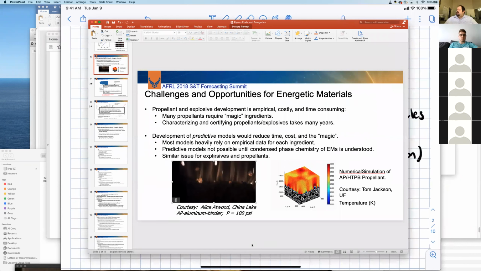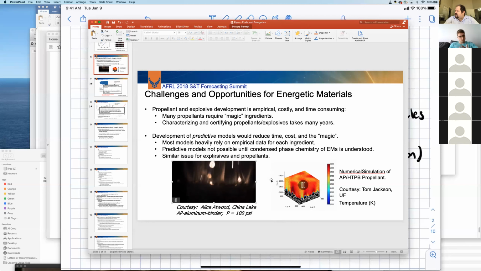So this here on the left is a modern version of the same experiment that I showed you earlier in the movie. This was done by Alice Atwood at China Lake. It's a burning composite propellant, and it's aluminized, as you can tell. It's just a much cleaner movie of basically what I showed you. And so you can see that there's a very complex multidimensional structure to a burning heterogeneous propellant.